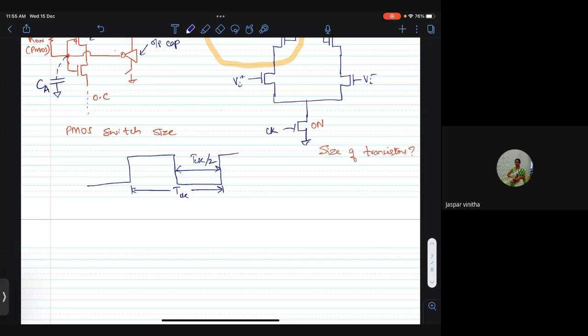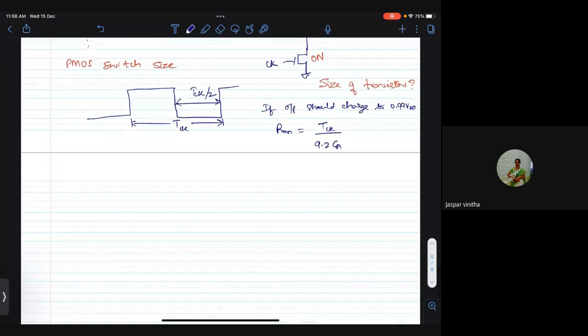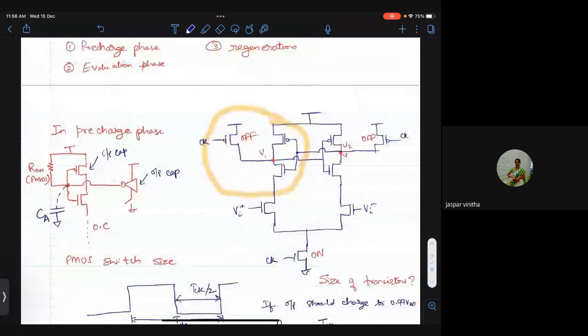I will not derive the condition, but if I say that the output should charge to 0.99 times VDD, so 99% of the final value, then you will get a condition that R1 should be equal to T clock divided by 9.2 times CA. Okay, this is very easy to do. It's just a simple RC charging that we do in the network theory kind of basic networks courses. So if you just plug in that condition of 0.99 times VDD, you will get a condition that R1 should be T clock divided by 9.2 times CA. Okay, so that gives me the size of these two transistors.